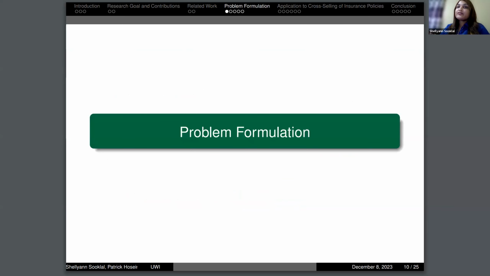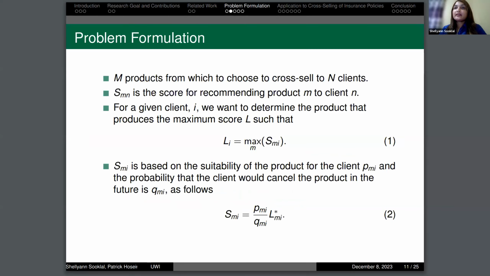I'll now get into the formalization of the proposed methods. If we have M products from which to choose from to cross-sell to N clients, then we let S_MN represent the score of recommending product M to client N. Then for a given client I, we want to determine the product that gives the maximum score, as shown in equation 1. And the score S_MI is based on the suitability of the product, as well as the probability that the client would cancel the product in the future.